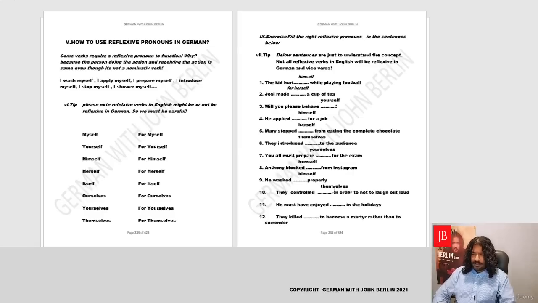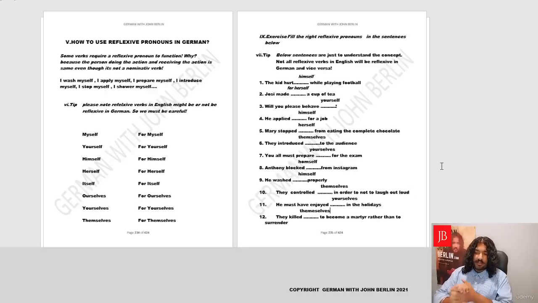For dative ones, we'll read some German sentences. Okay, you must have enjoyed yourselves in the holidays. Very good. Whom did you enjoy? Yourselves. They killed themselves to become martyrs rather than to surrender. So giving your life on the border is like being martyred. So they killed themselves to become a martyr rather than to surrender.